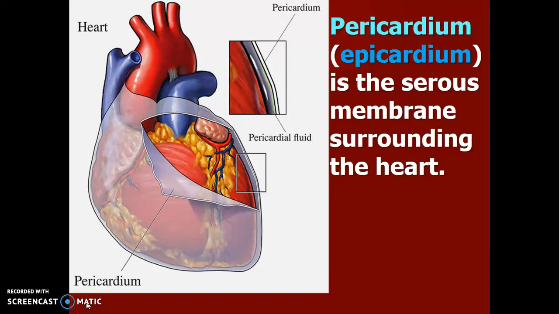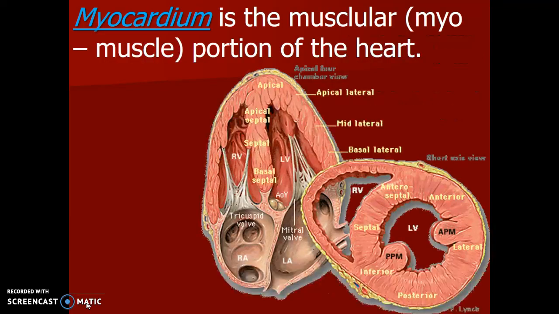The blood notes, part two. We left off with the pericardium, also called the epicardium, the serous membrane that surrounds the heart, keeps it frictionless and lets it beat very easily.